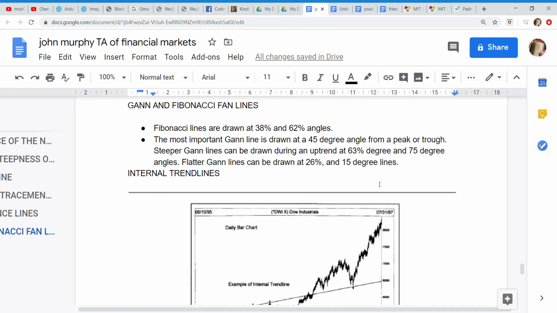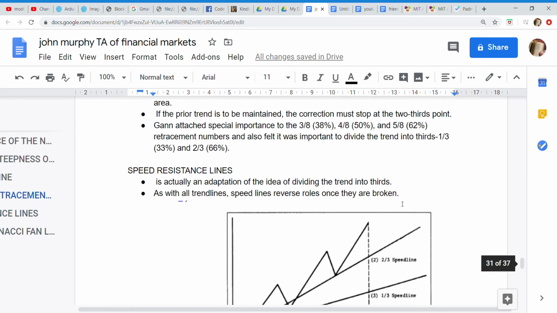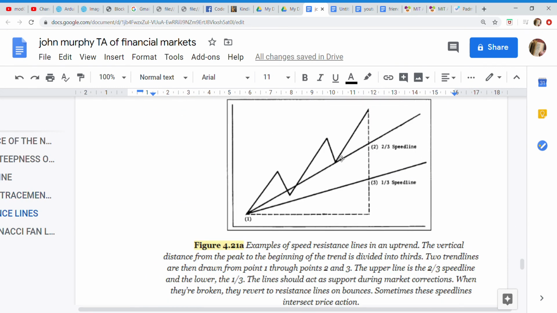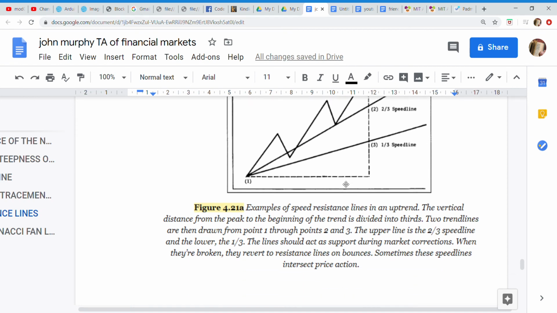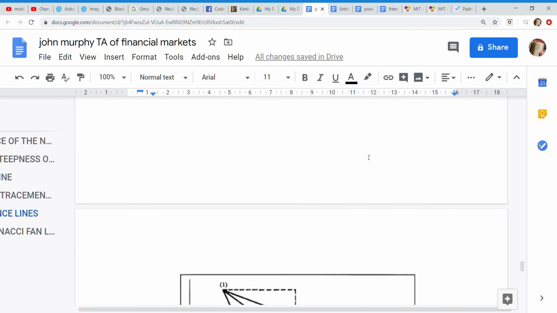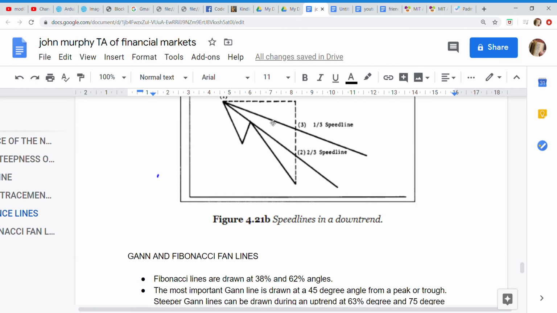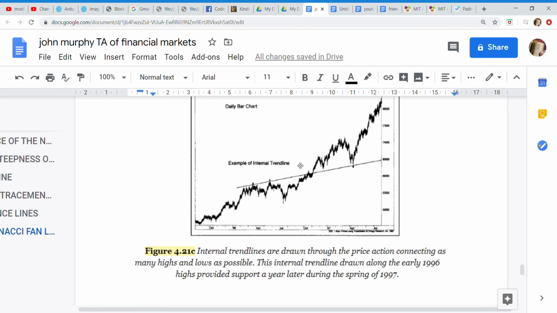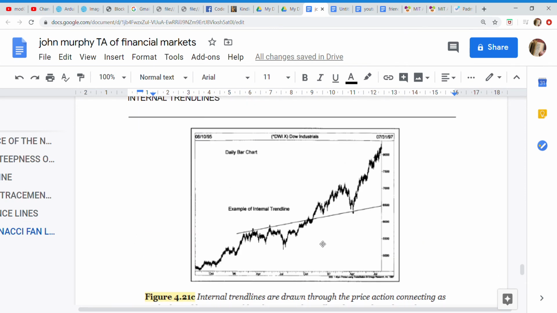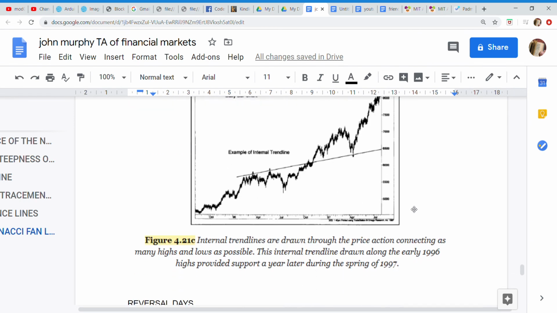So these are Gann lines. Basically, it indicates that dividing this 45-degree line of the uptrend into one-third speed line and two-thirds speed line, it will retrace at these points. So it is nothing but that. It will retrace at this point. So these are Gann lines. And this is an example of an internal trend line.